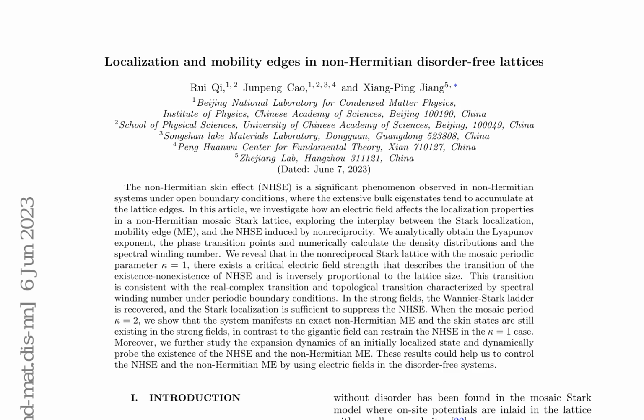They identify a critical electric field strength that signifies the transition from the existence to non-existence of the non-Hermitian skin effect, which is inversely proportional to the lattice size. This transition aligns with the real complex transition and topological transition characterized by the spectral winding number under periodic boundary conditions. In strong fields, the Wannier-Stark ladder is recovered, and Stark localization is sufficient to suppress the non-Hermitian skin effect.